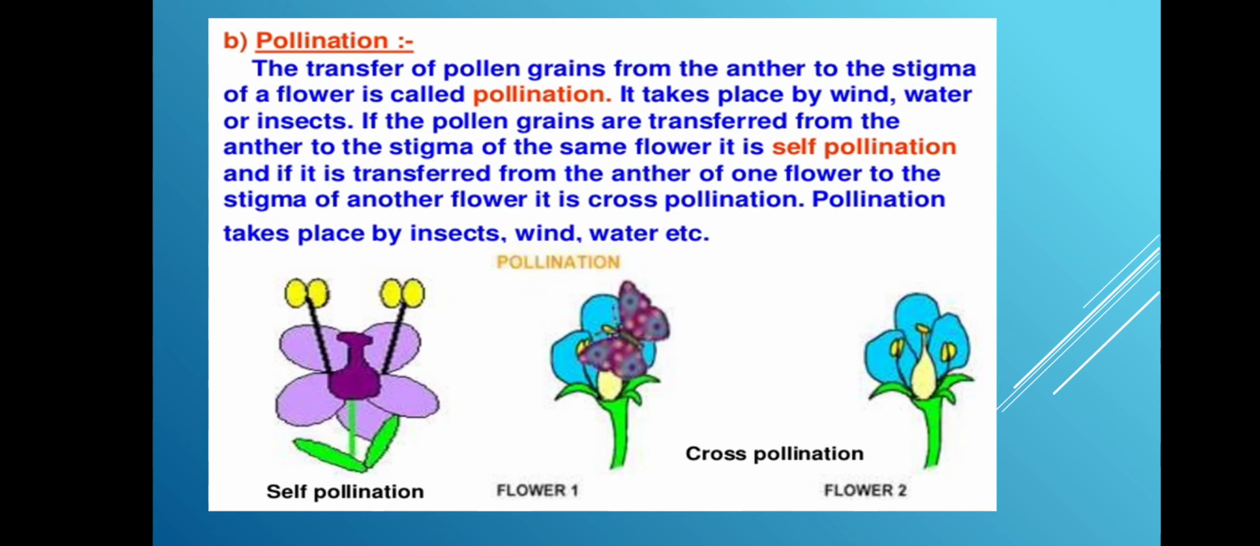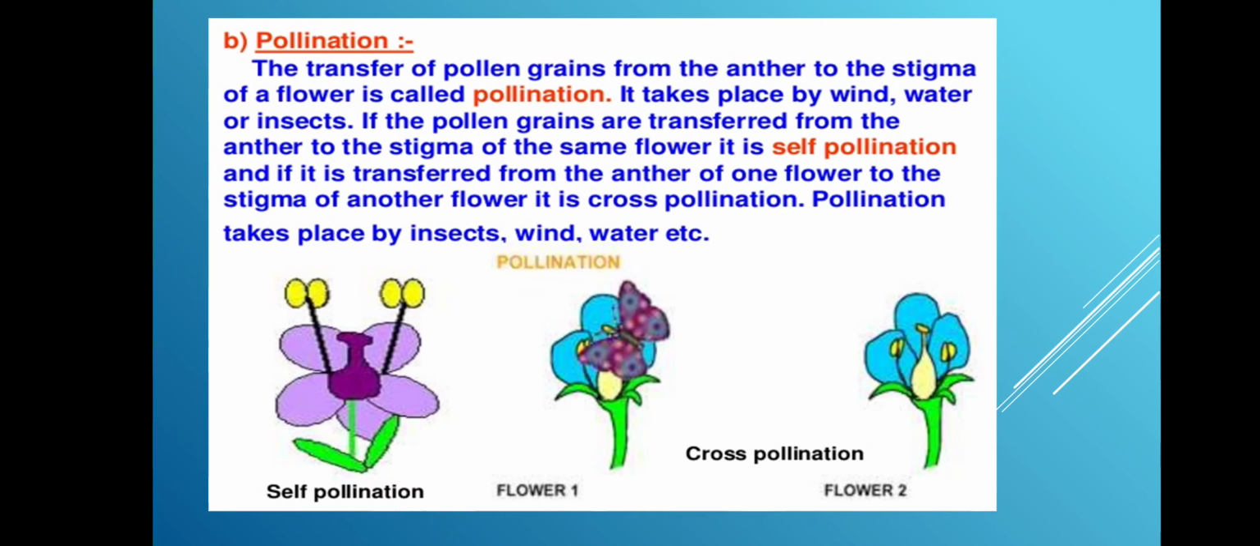So if the pollen grains are transferred from the anther to the stigma of the same flower, so then it is called as what? Self-pollination, because it is happening in the same flower. Same pollen grains of that anther will be released to the stigma of the same flower. So then it is called as self-pollination. So moving on to the other type.